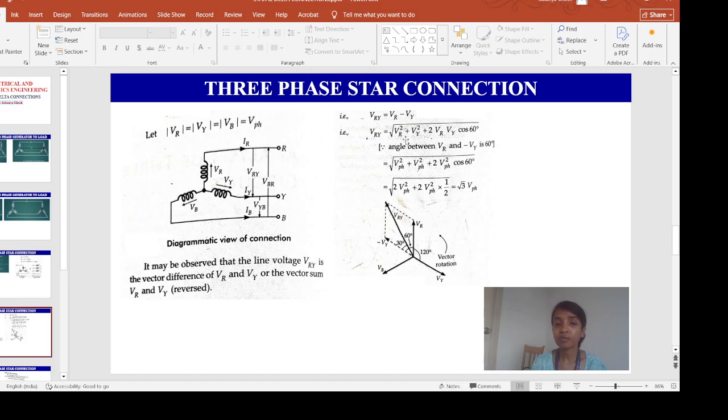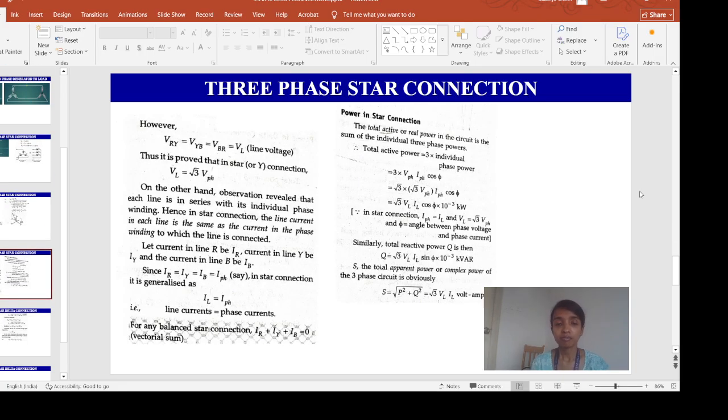So we have already considered VR, VY, VB. In a star connection, this line voltage equals phase voltage, so in place of VR, VY, we can easily put V phase. So what will we get? This VRY, which is my line voltage, equals root 3 of V phase. So this is one relation we got between the line voltage and phase voltage in case of the star connection.